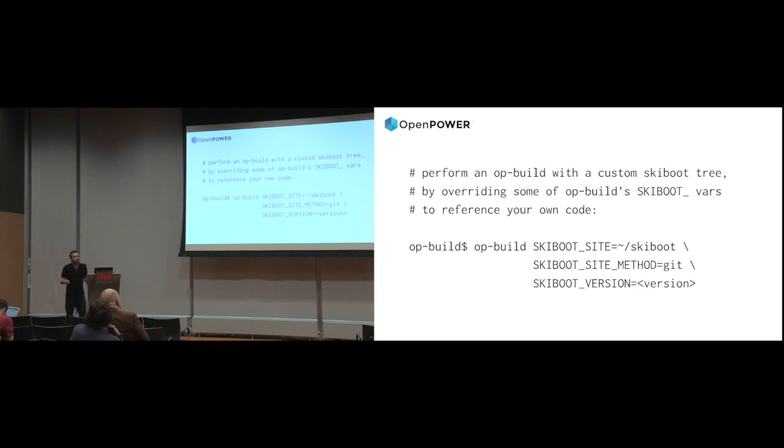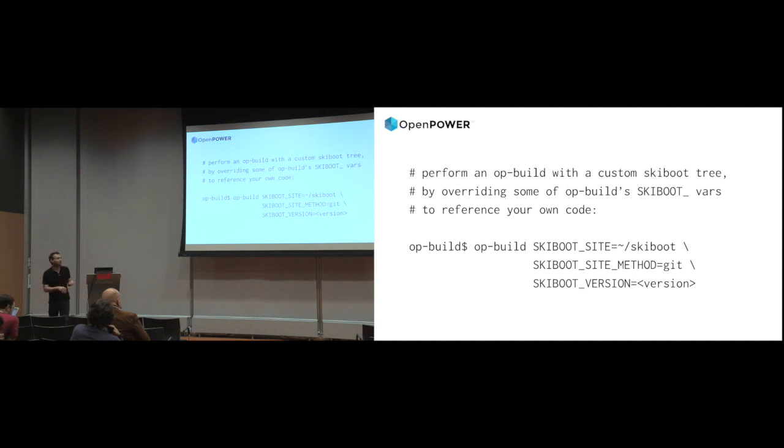Now we actually want to build it into a firmware image, not just a single Skiboot build. So what we can do is tell OpBuild, rather than using the sources that are upstream on GitHub, we can point it to our local tree that we've done our changes to. So here, in this case, we're saying we want to use our local Skiboot tree that has our changes in it, rather than the Skiboot that's out on GitHub. We do that using these Skiboot site and Skiboot site method variables, which say use our Git tree, which is in this path, and then use a specific version of that Git tree.